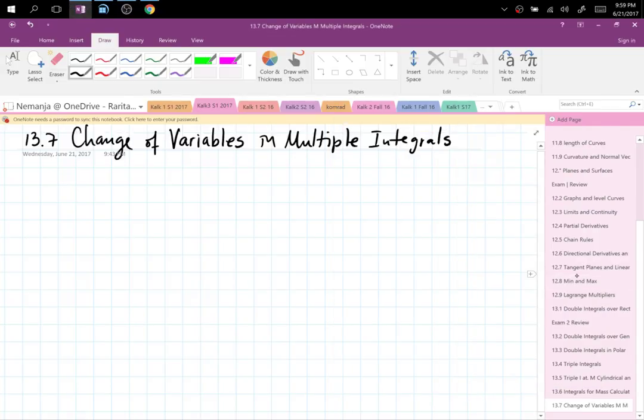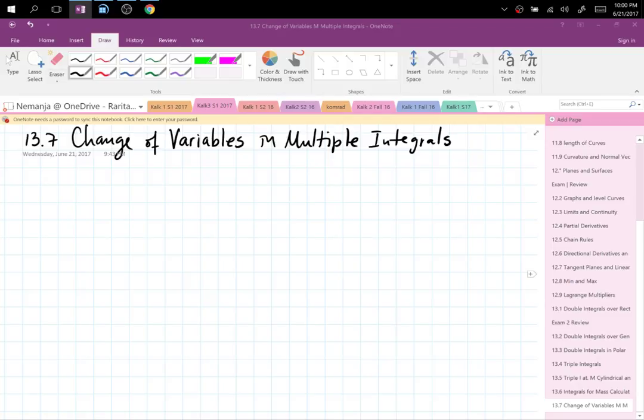Hello and welcome back to Calculus 3, the last section of chapter 13, change of variables in multiple integrals. You know what change of variables is, right? In Calculus 1 it was called u-sub. Now this is going to be a u-sub on steroids. We are going to see how to change the variables in 3D.